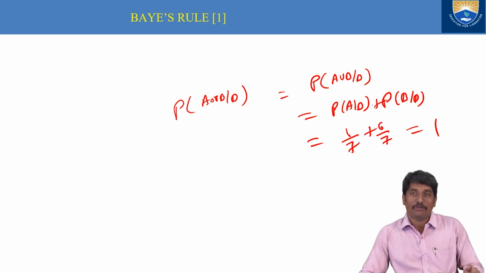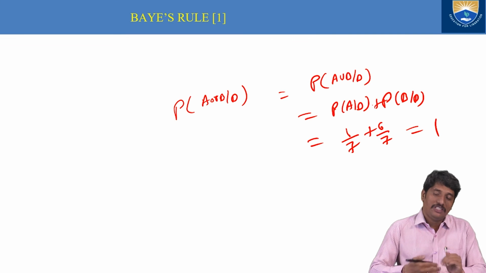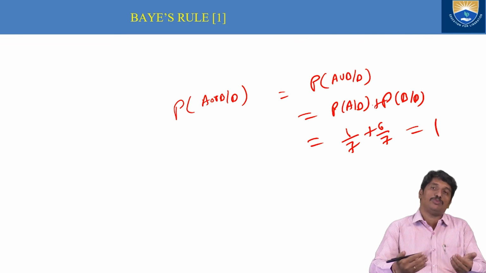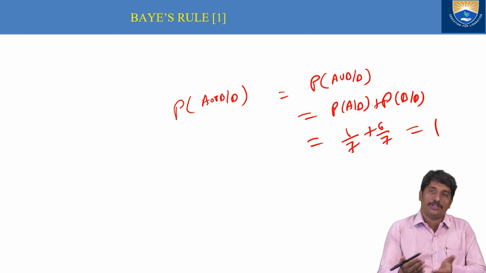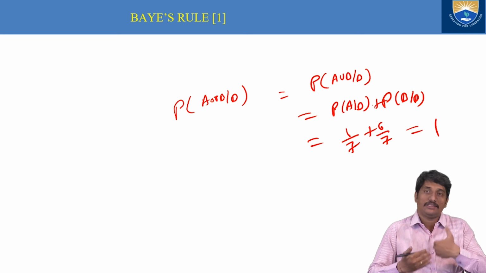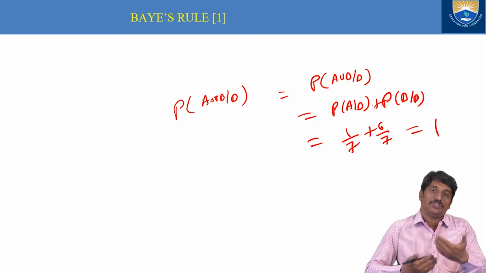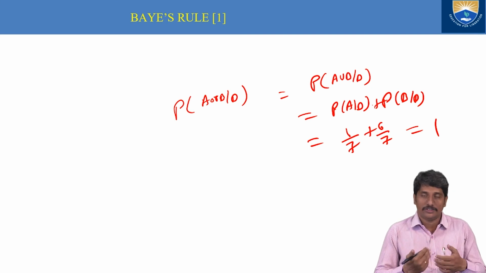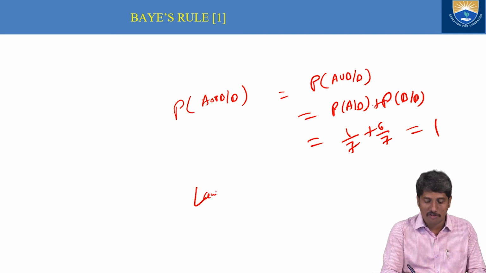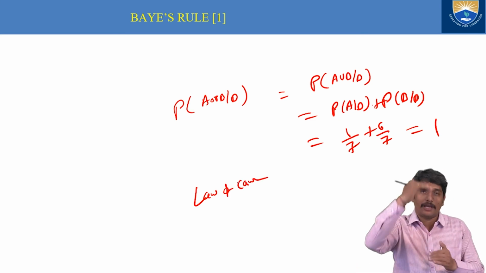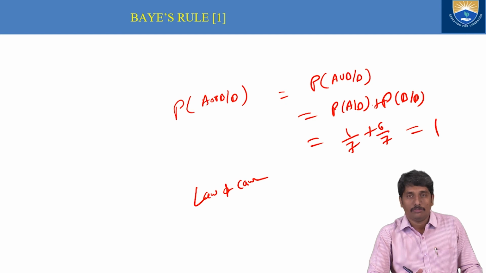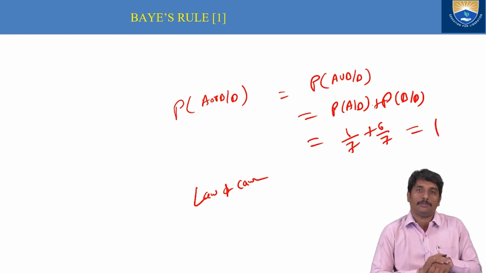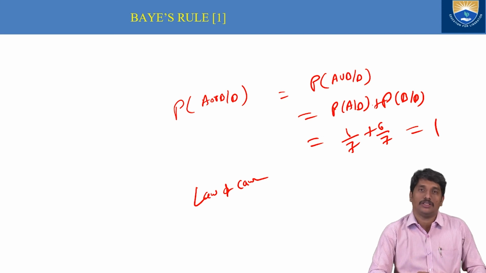So in this way, what we have done in this problem is investigate who is responsible behind the defective bolt, whether A or B. That means Bayes' law helps you to investigate in a reverse way: what is the reason or what is the cause? That is why this is called the law of causes or the inverse law of probability, because we go from back to front. That is one example. We have so many real-time applications which we will come across in the next classes.